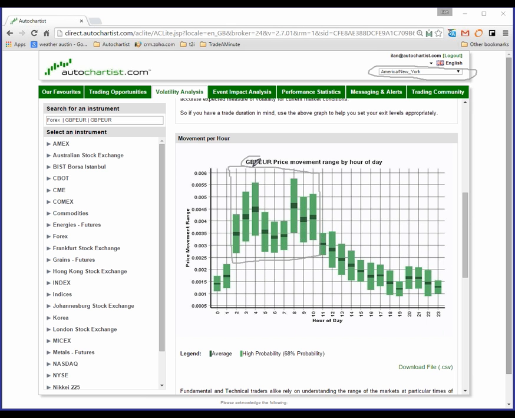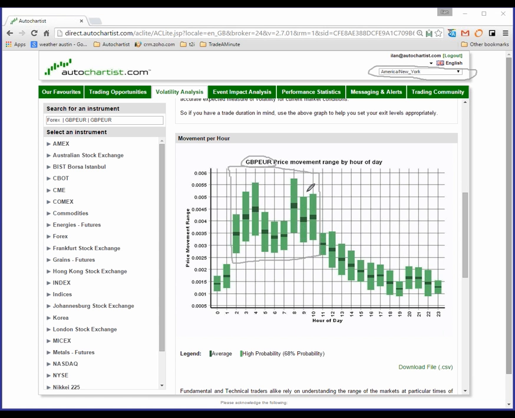So you can see that the primary volatility on GBP Euro happens during the European session, and don't be surprised. I mean, obviously this is two European currencies trading against each other. So right now we're looking at, what are we in?